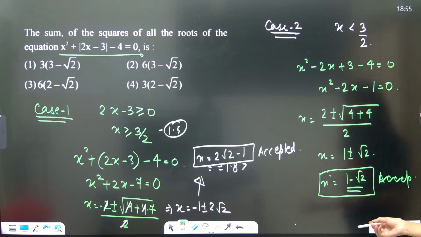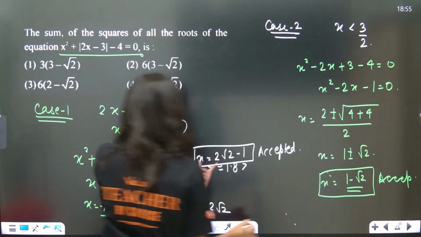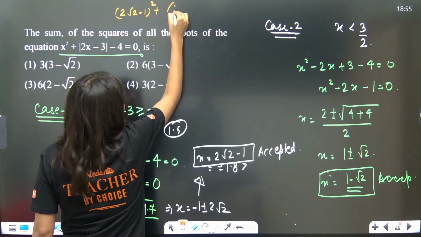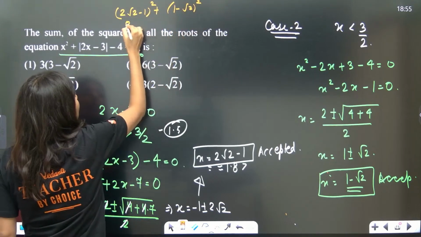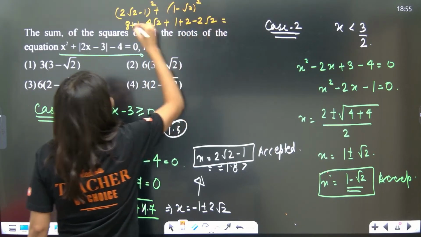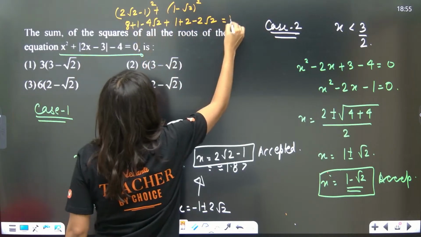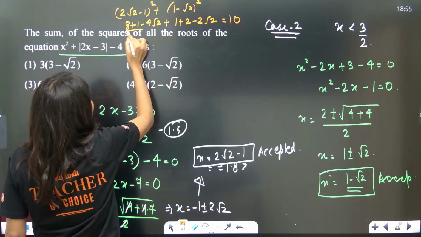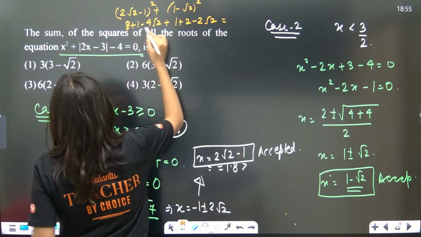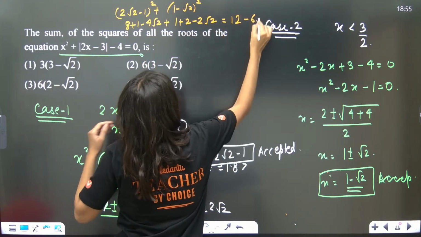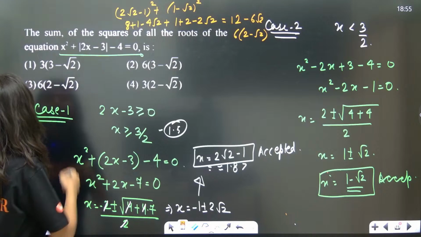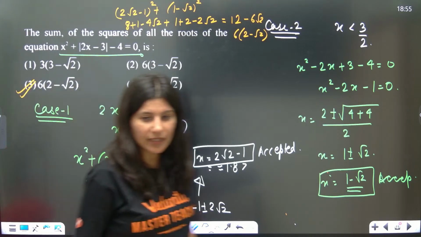Now sum of squares of the roots. So you want what? Square of this plus square of this. The 2 root 2 minus 1 square plus 1 minus root 2 square. Now square it. 8 plus 1 minus 4 root 2 plus 1 plus 2 minus 2 root 2. So 8 plus 1, 9, and then 10, 11, 12 also. 12, right? 12 minus 6 root 2. If you take 6 common, 2 minus root 2. 6 times 2 minus root 2 will be the correct answer. So option C, absolutely correct.